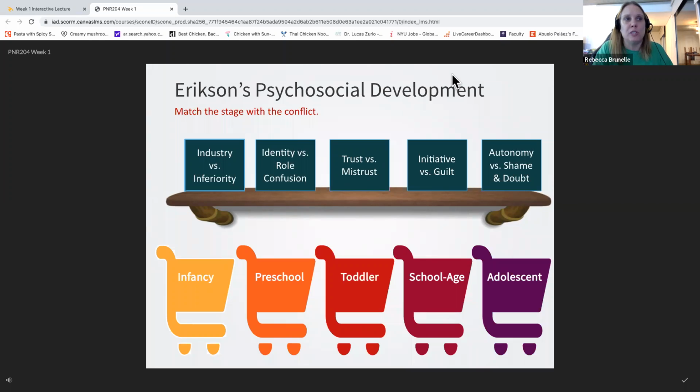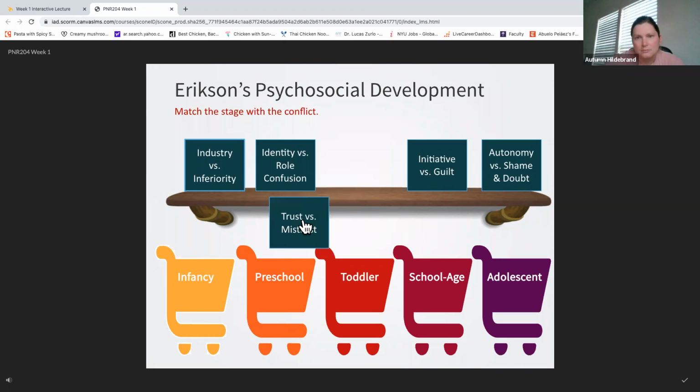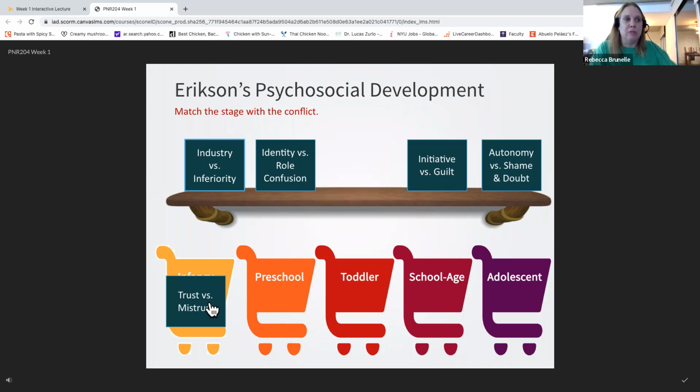So what's the first stage for Erikson? What stage is an infant in? Trust versus mistrust. So what would make an infant trust his or her environment? Getting fed. What else? Bonding with mom or dad, being warm, getting their diaper changed, things like that.